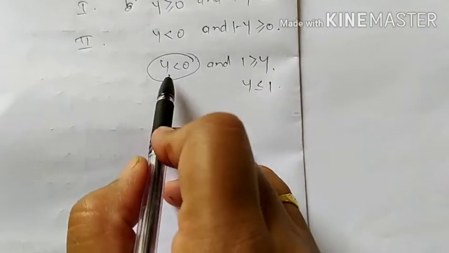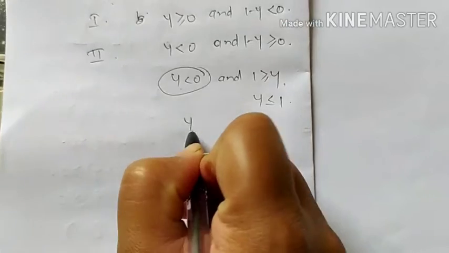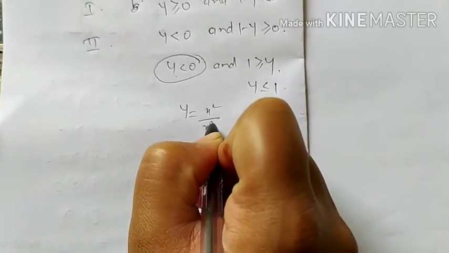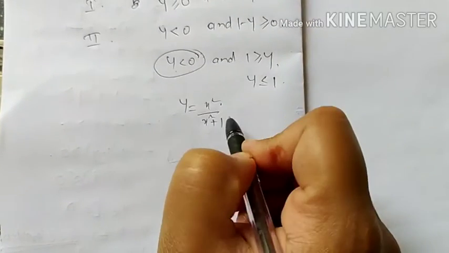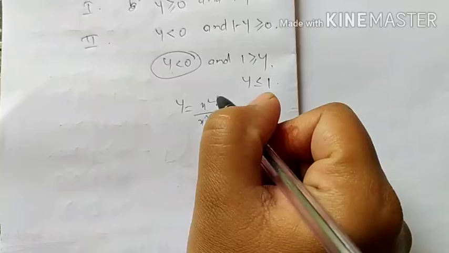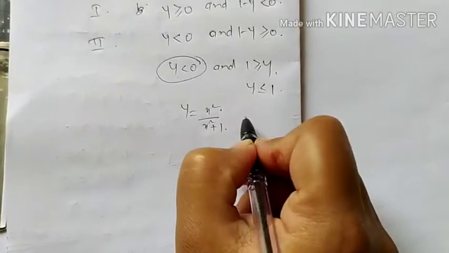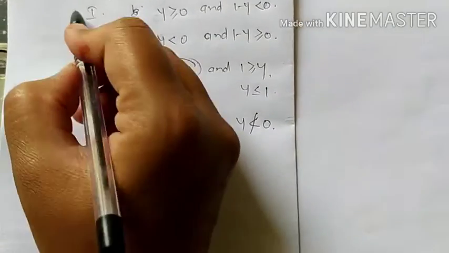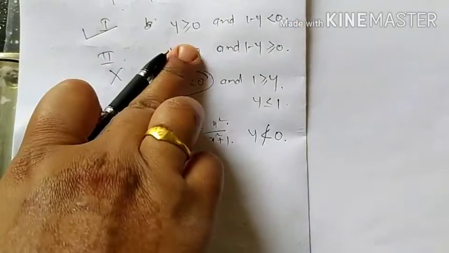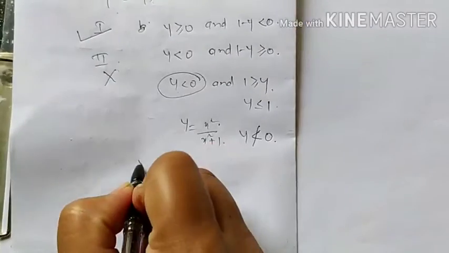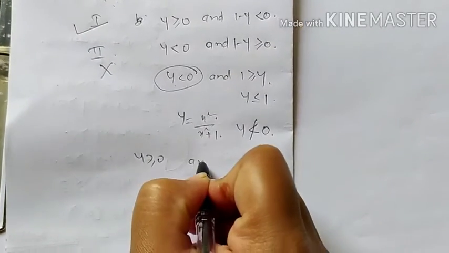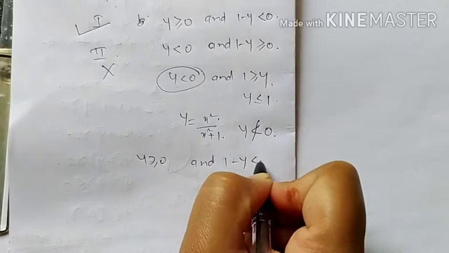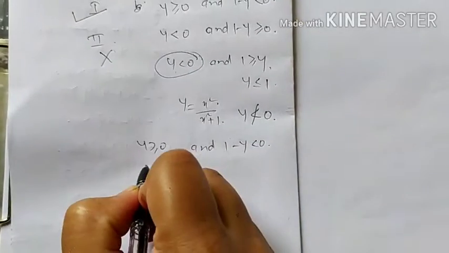See student, for this condition y less than 0, we have y equals x square upon x square plus 1. Both the terms are positive. So the rational function will also be positive. So we cannot take y less than 0. So this case we cannot consider. So we have this case only. So what we have, y greater or equal to 0 and 1 minus y less than 0.